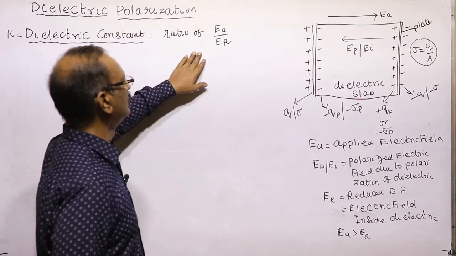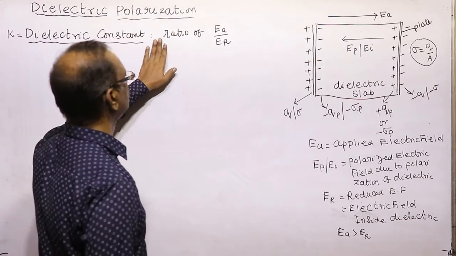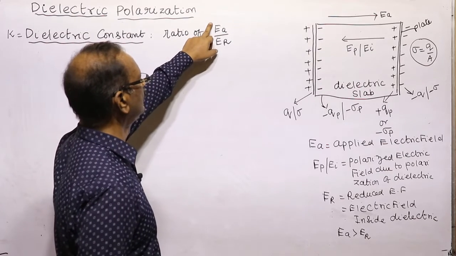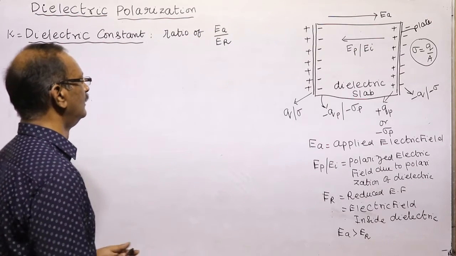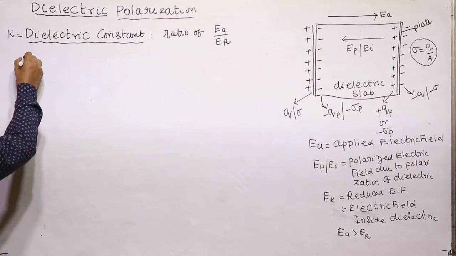Now, dielectric constant. Dielectric constant is the ratio of the applied electric field to the reduced electric field. What is a reduced electric field?